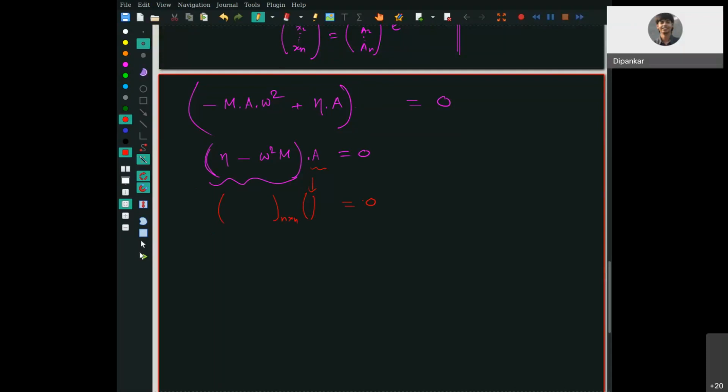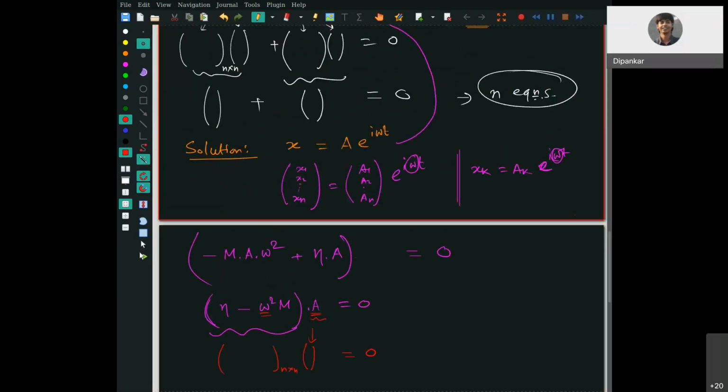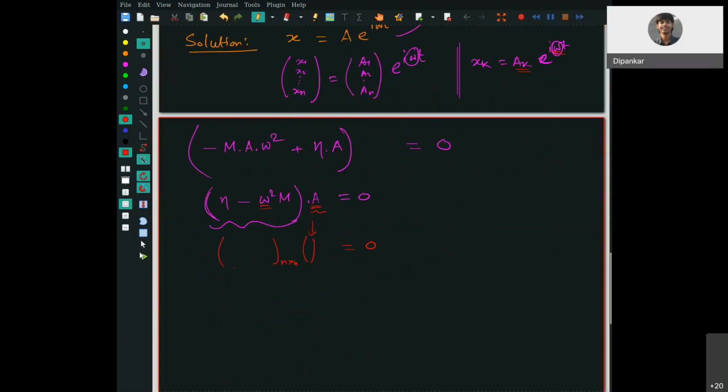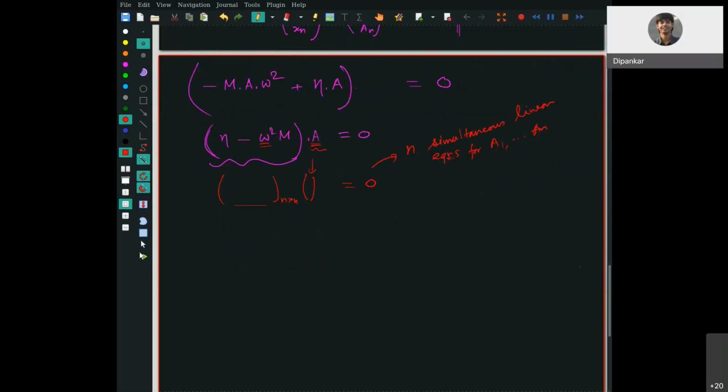And you remember, you have to solve for omega as well as the amplitude. These are the unknown quantities that I introduced in my trial solution. So this gives you n simultaneous linear equations for a1 to an. Now a trivial solution will be all the a equal to 0, that is, all the components of a are 0, and then you trivially satisfy this equation.